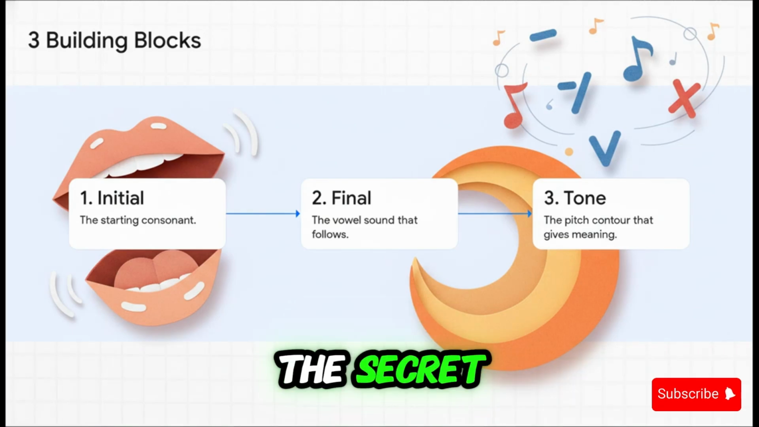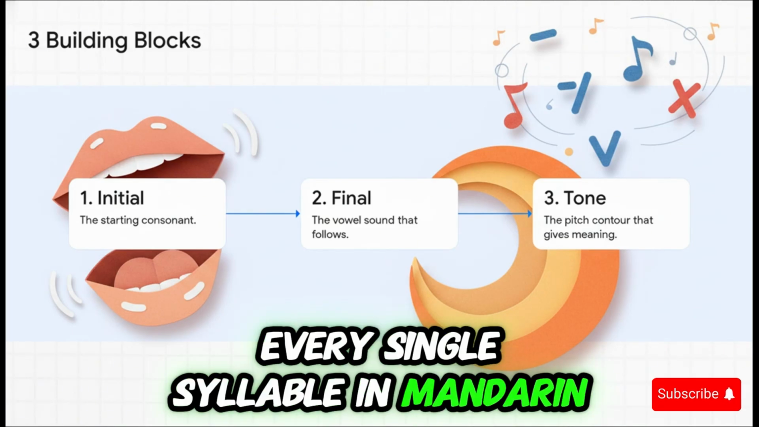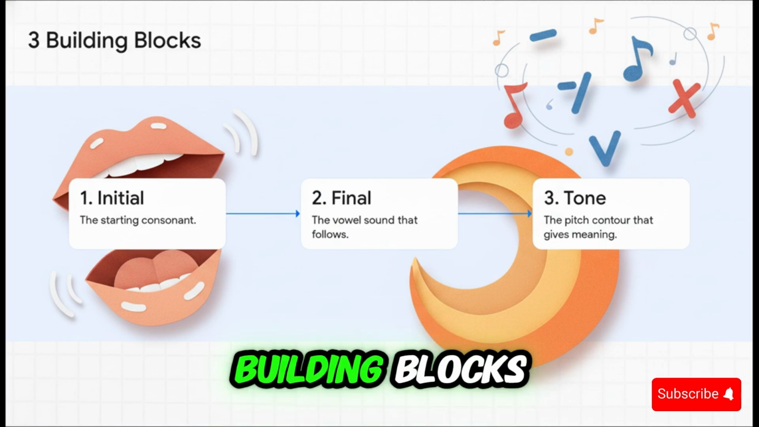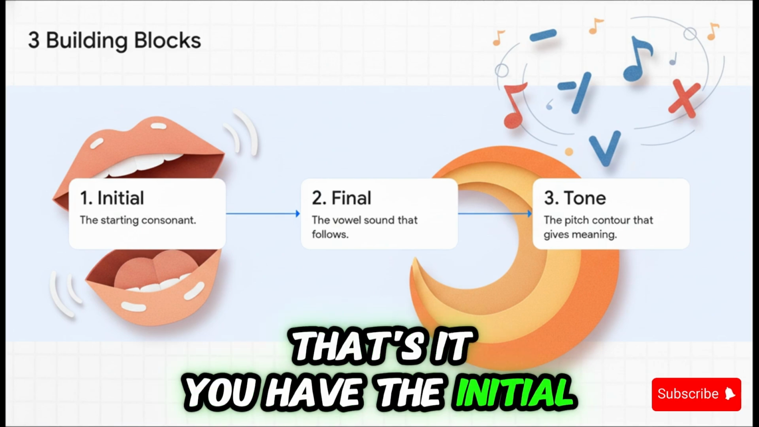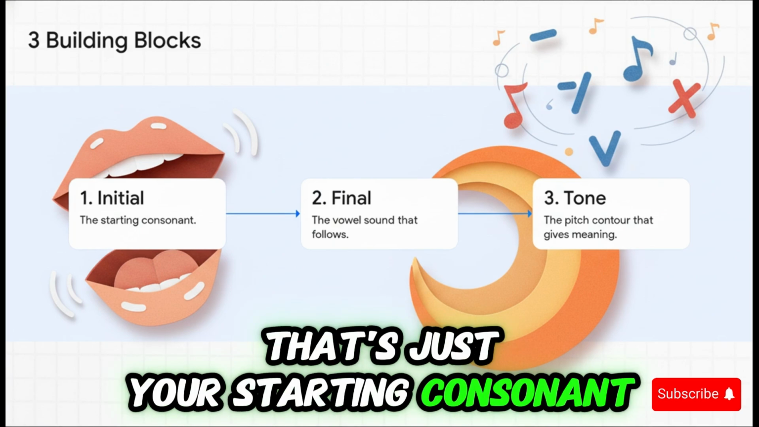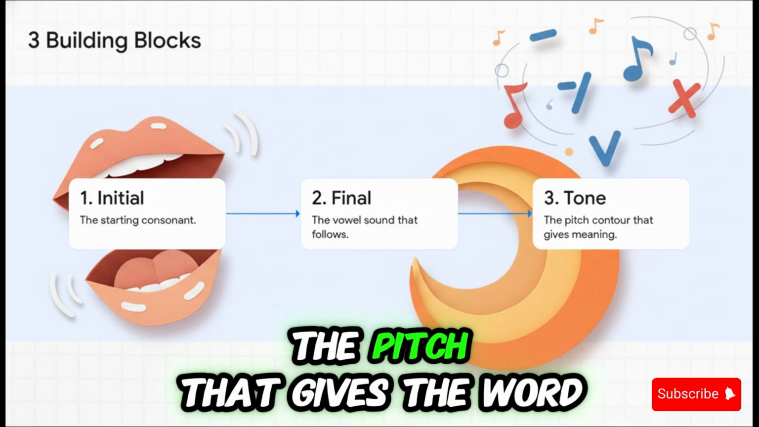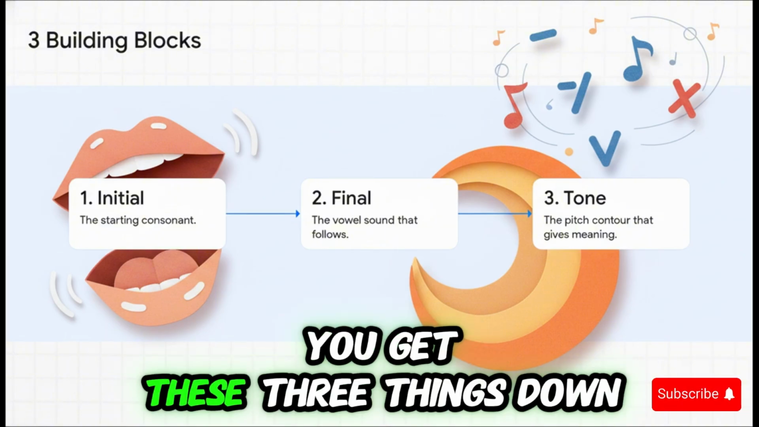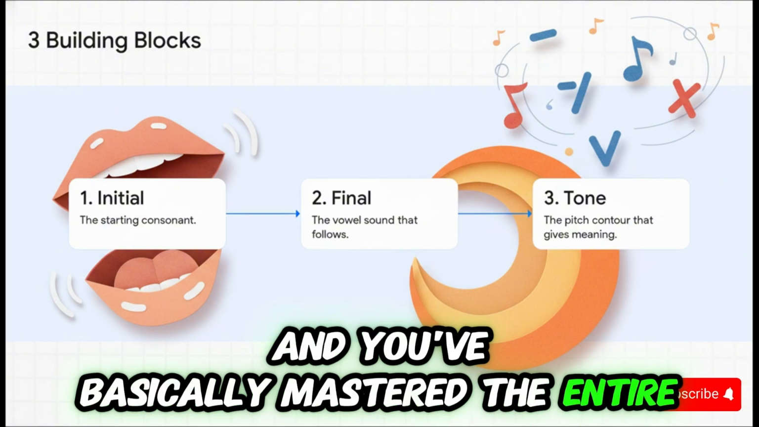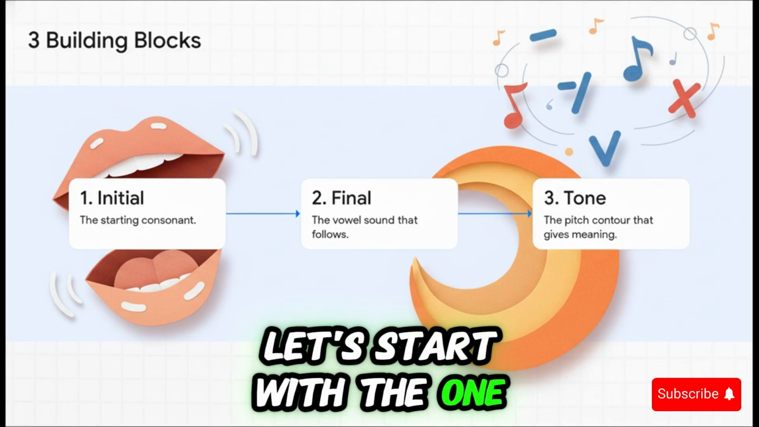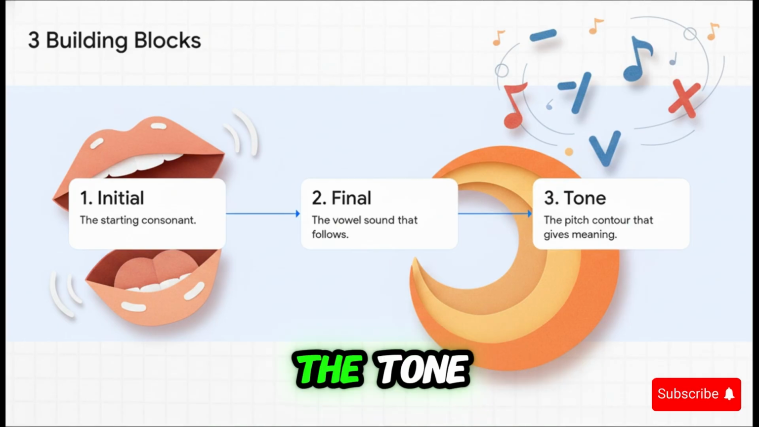And here's the secret. Every single syllable in Mandarin is made up of just 3 building blocks. That's it. You have the initial, that's just your starting consonant. Then you have the final, that's the vowel part. And finally, you have the tone, the pitch that gives the word its meaning. You get these 3 things down, and you've basically mastered the entire sound system. So let's start with the one that scares everybody the most, the tone.